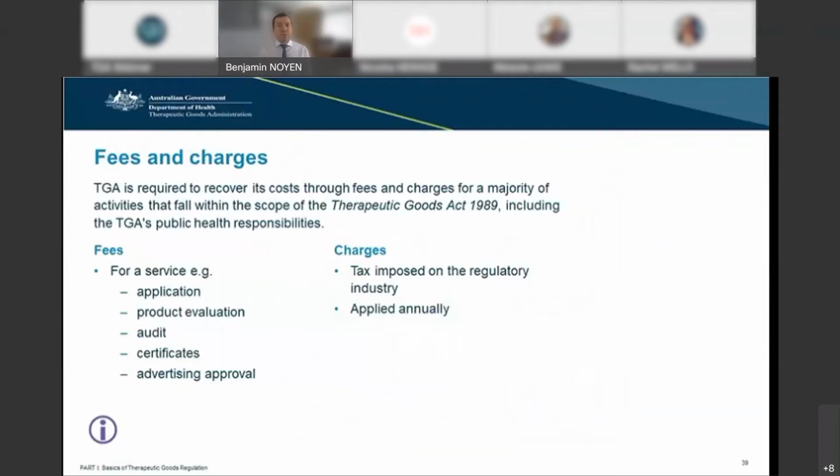We recover costs through fees and charges for activities that fall within the scope of the Therapeutic Goods Act. As a sponsor of a therapeutic good, you will be required to pay fees and charges that apply to your goods. Fees are for a service, while charges are an annual tax. All therapeutic goods on the ARTG are subject to annual charges, except export-only products and products that fall under the annual charge exemption scheme. We encourage you to look at the link to fees and charges so you know what to expect.